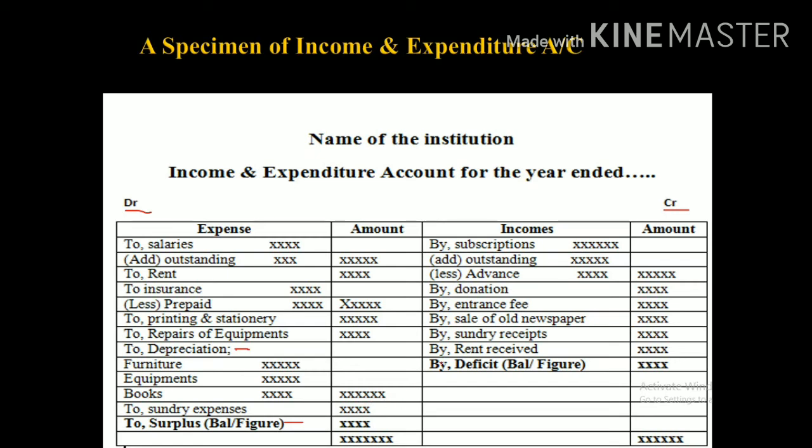And what is deficit? The term deficit means that if expenses are more than incomes, then the balance will be known as deficit. So this is the simple specimen of income and expenditure account. The detailed version will be discussed at the time of the practical session.